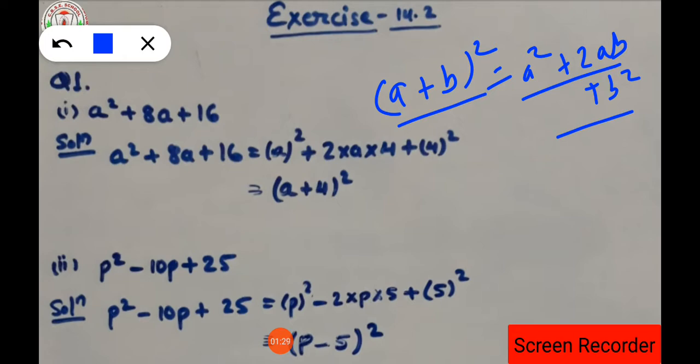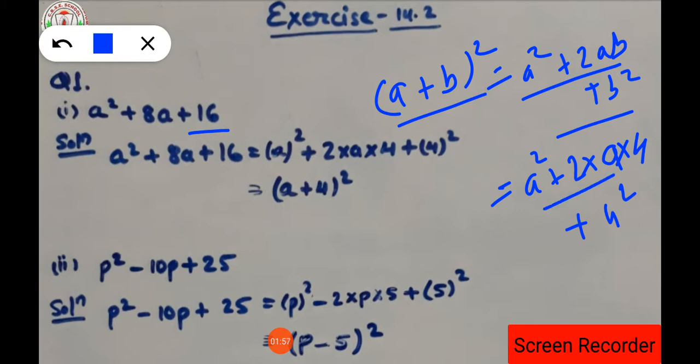Now look, in place of a, what is there? a square itself is there, plus 2 comes from the identity, into a, and in place of b that is 4, isn't it? Here it will be 4 because 4 into 4 is how much? 16. That's why plus 4 the whole square. If we multiply this, it will be converted into a square plus 8a plus 16, isn't it? Now this can be written in the form of a plus b the whole square, where b value is 4, so a plus 4 the whole square.